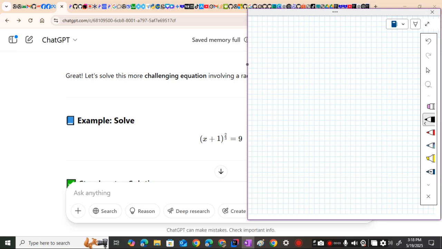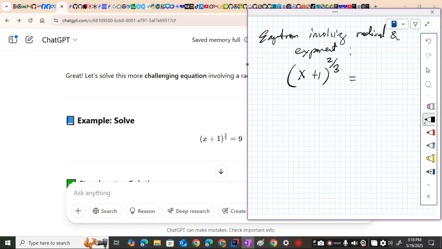So here, equations involving radicals and exponent. Now, our example is x plus 1 raised to 2 thirds equals 9.